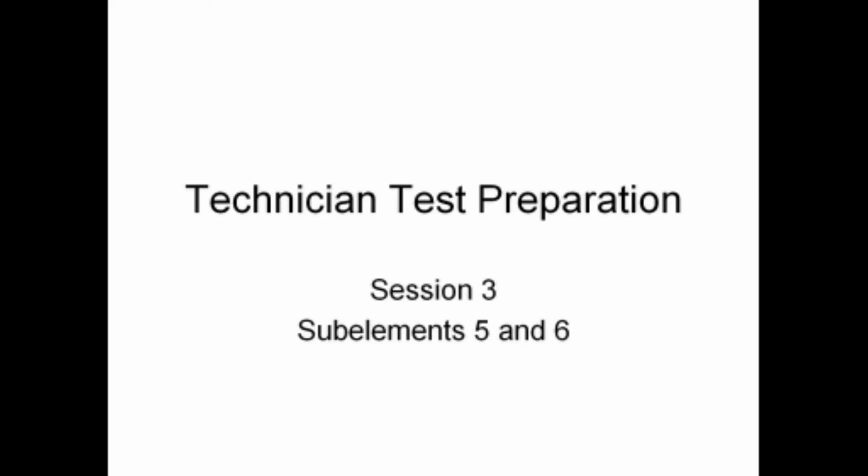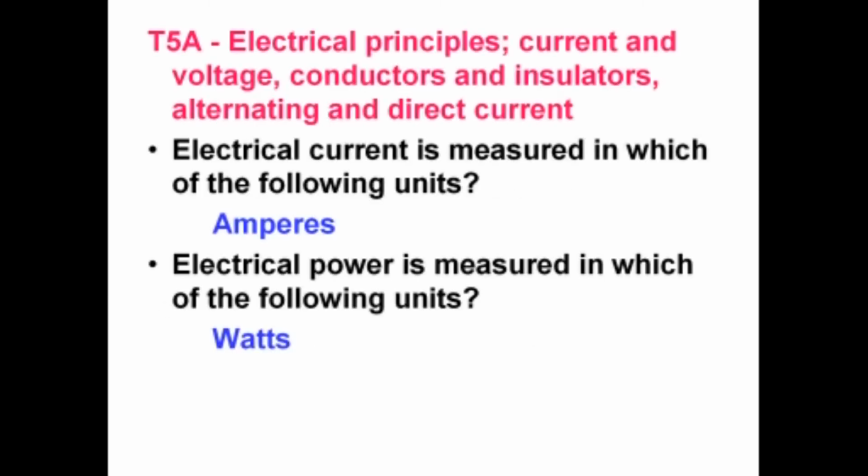Okay, let's go ahead here. T5A is electrical principles, current and voltage, conductors and insulators, alternating and direct current. Electrical current is measured in which of the following units? It's measured in amperes. Now, electrical current is actually the number of electrons, a huge number of electrons per second flowing through a circuit or through a piece of wire. We measure that in amperes.